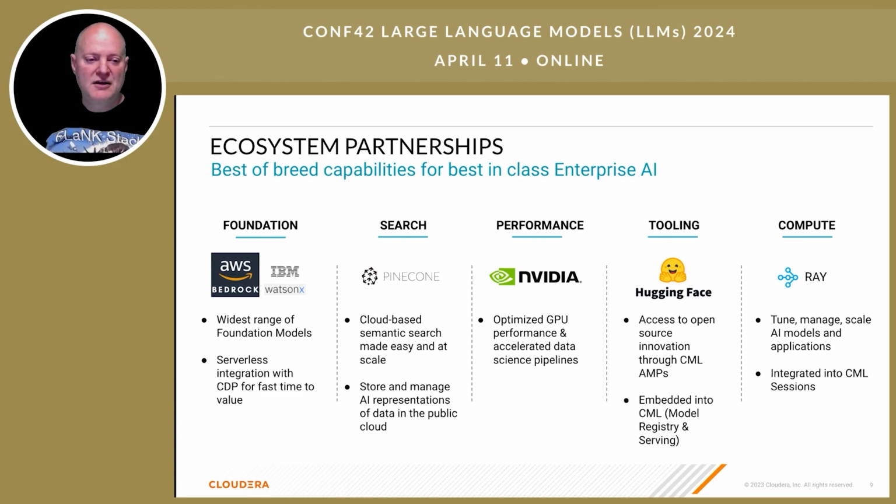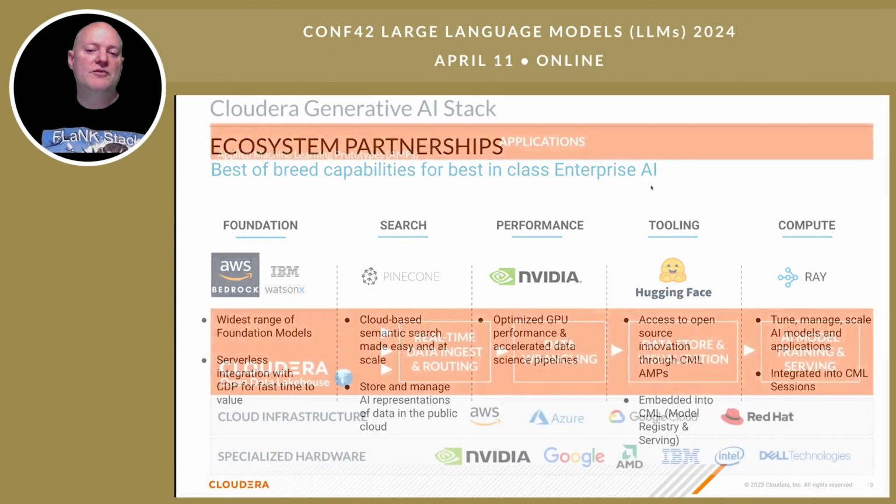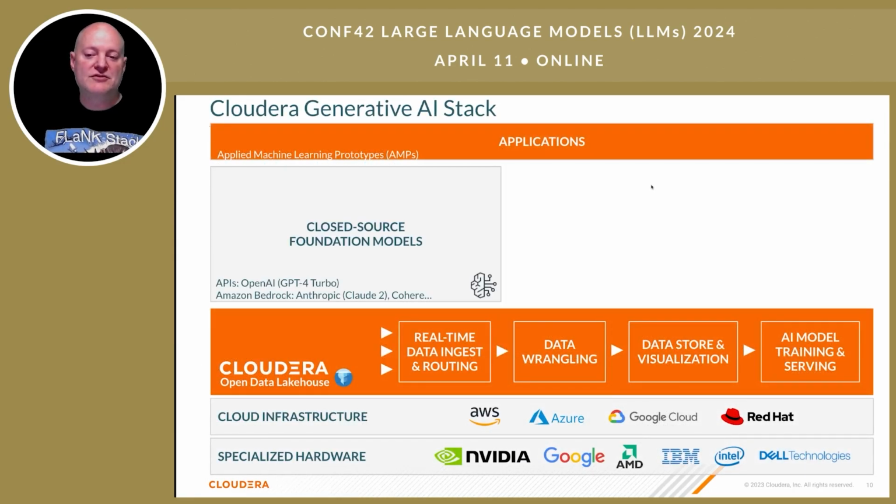If you're going to do this in the enterprise, Cloudera works with AWS and IBM and Pinecone and NVIDIA and Hugging Face and Ray to make sure you can do everything you need to do to work with the foundation models, have the proper search and vectorization, have as much GPU-powered performance, all the right tooling, and run all the different compute options that you need.